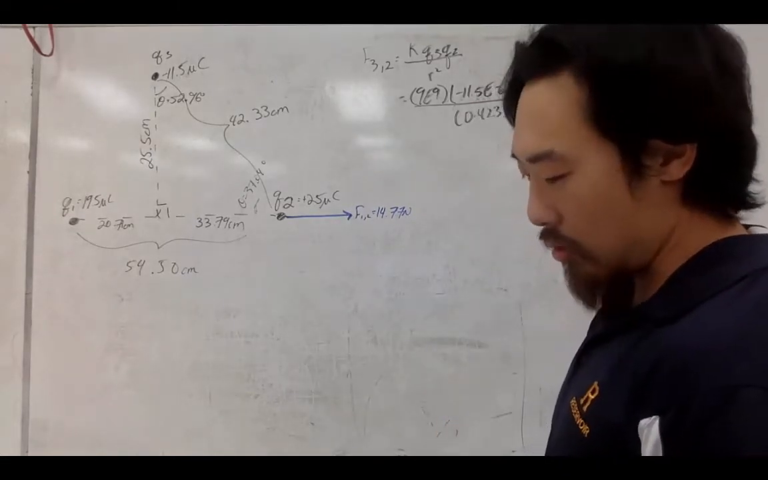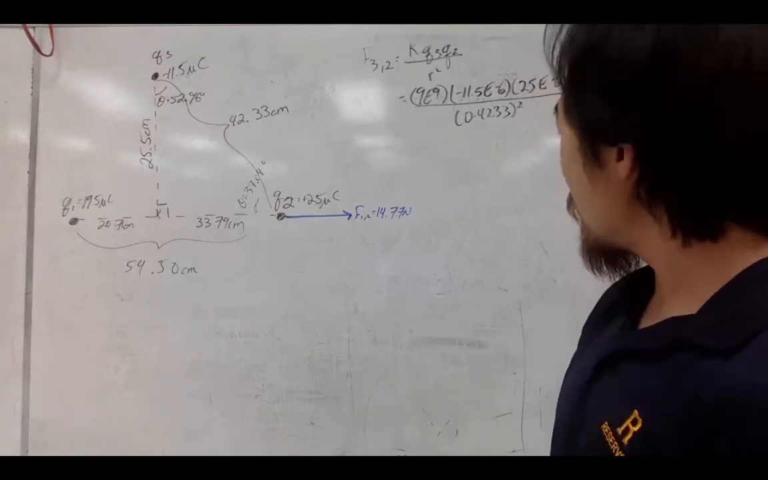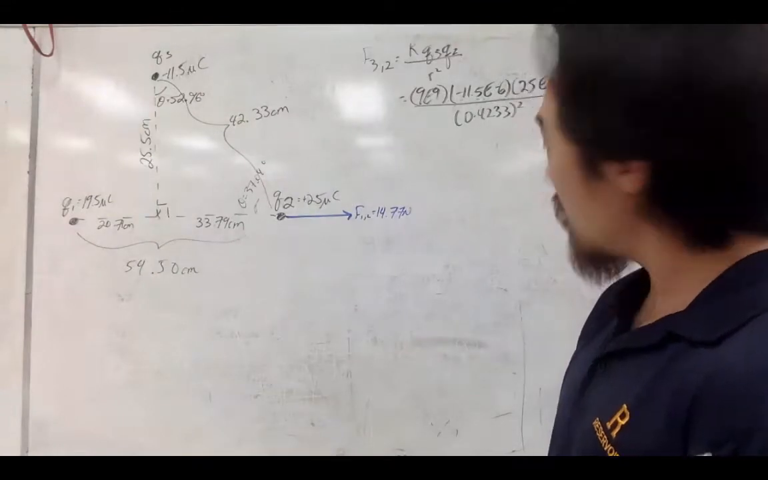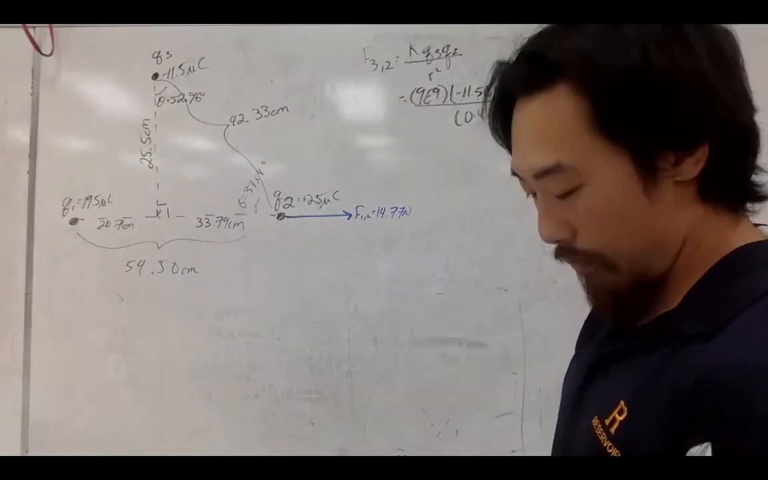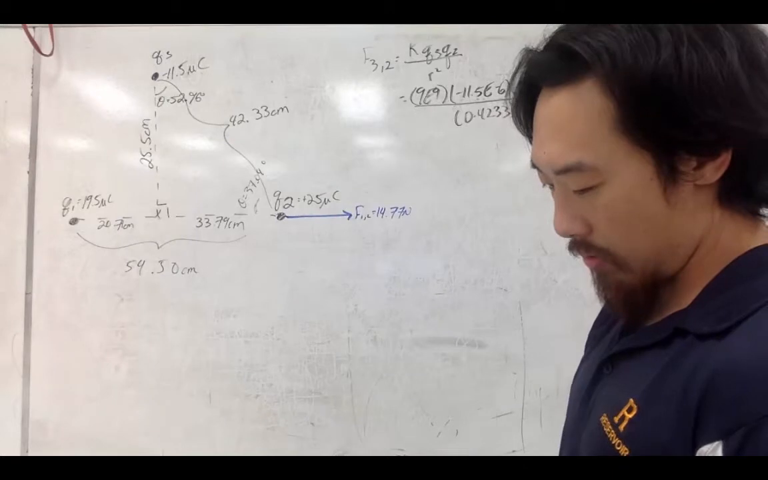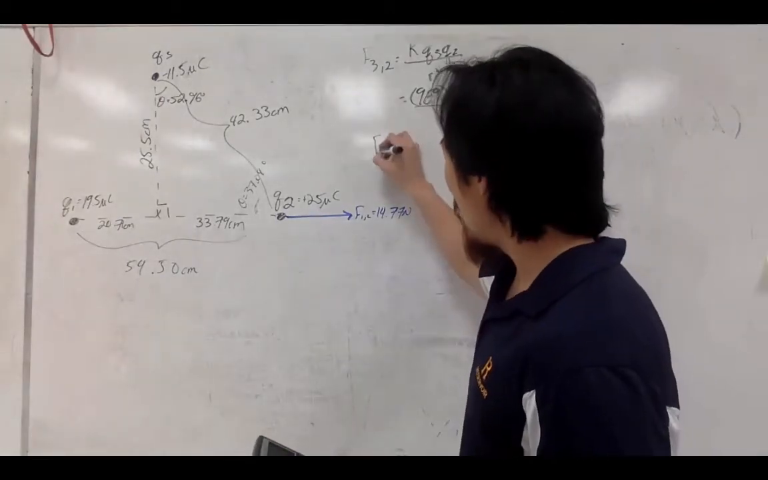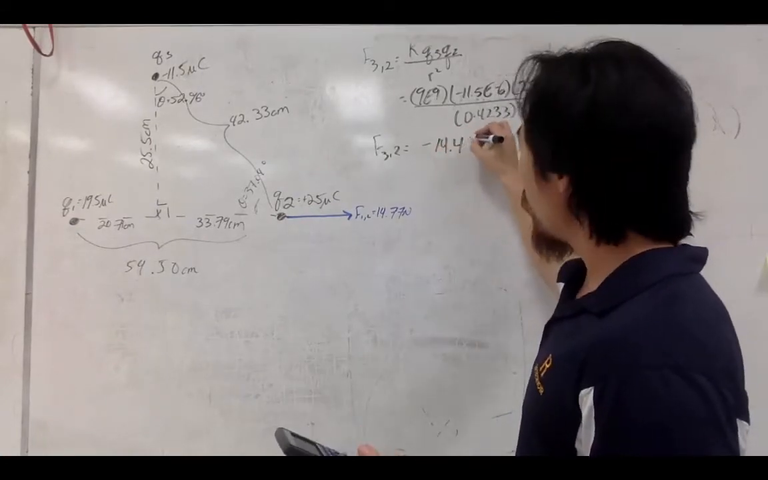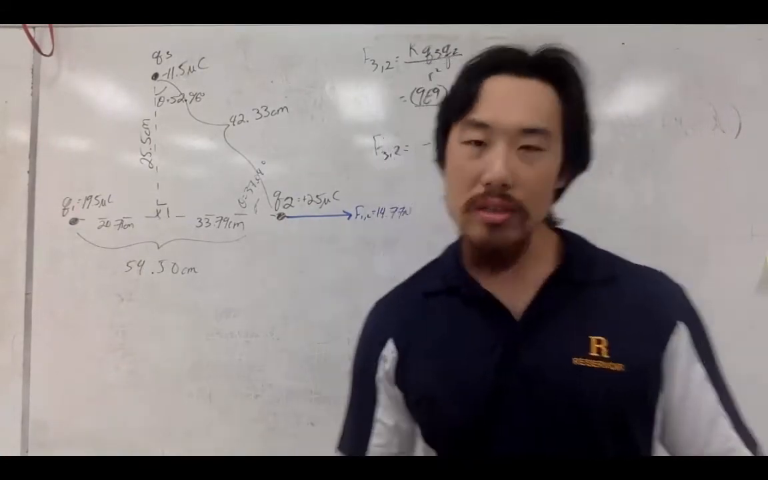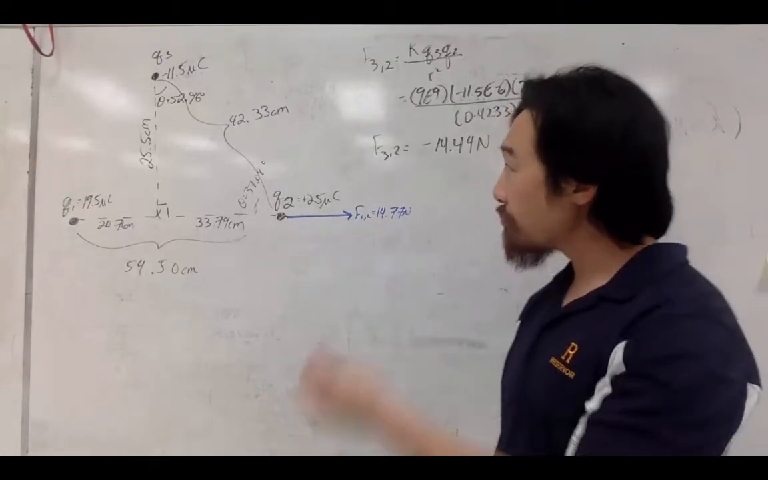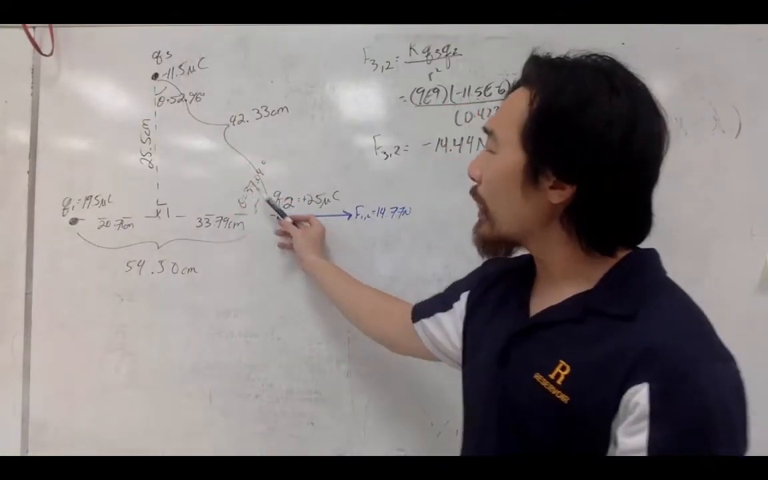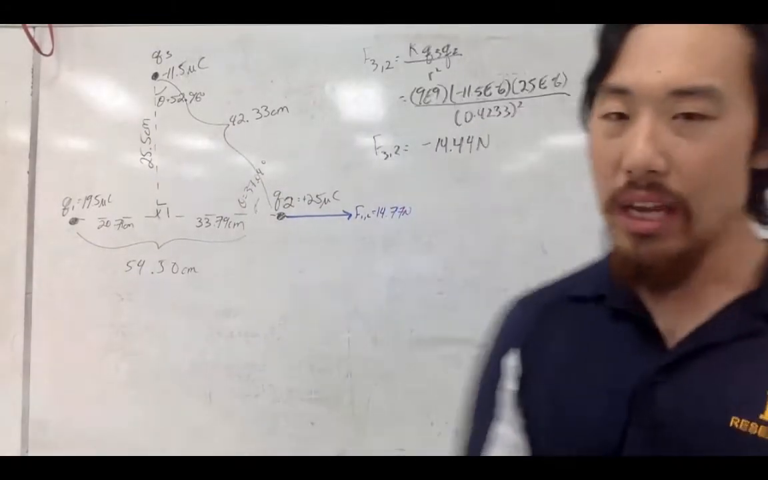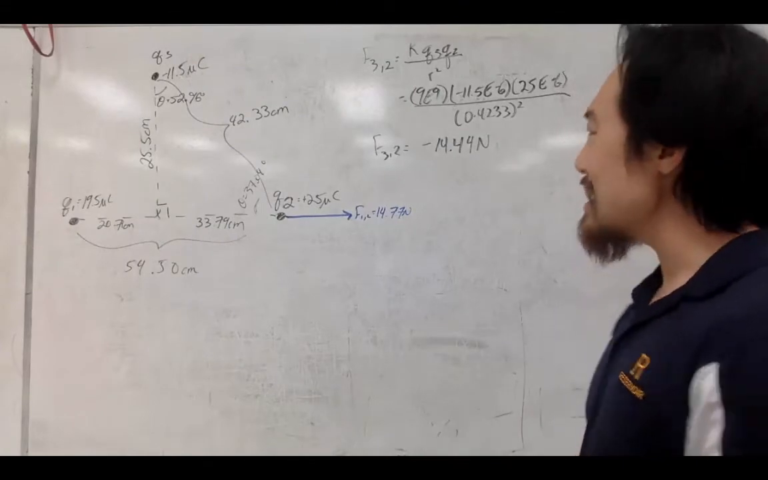And we're going to put that into our calculators, and I hope you are doing so as well, to get... wow, I got an answer. I hope you did as well. I got negative 14.44 newtons. Now what that negative means is that the two charges are attracting each other. So charge 3 is pulling charge 2 towards it because they are not like charges. They are unlike charges, and unlike charges attract.